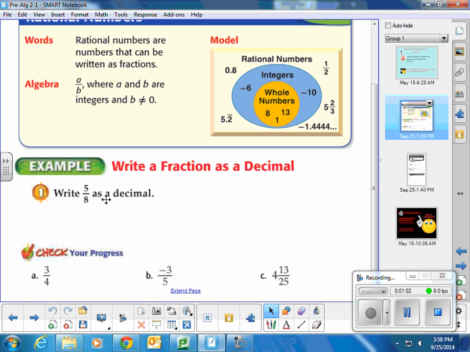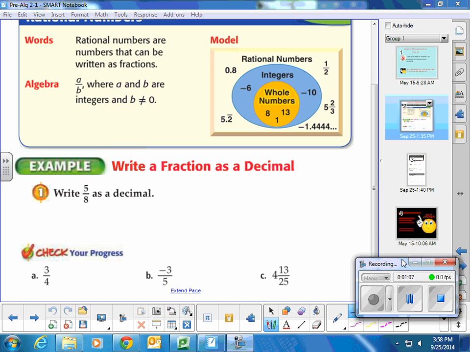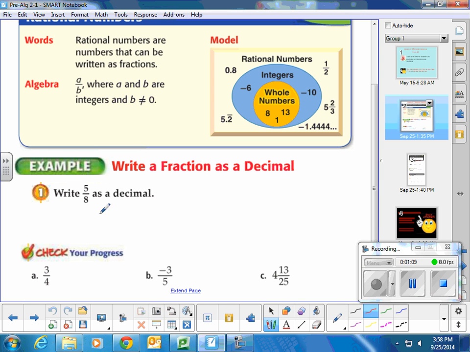5/8 really means 5 divided by 8. The fraction bar really is the same thing as a division sign. So if I wanted to change 5/8 to a decimal, I'm going to do the problem 5 divided by 8. The numerator goes right there, and the denominator goes right there. Now 8 does not go into 5, so we need to add a decimal point after the 5 and a 0, and put the decimal point straight up into the answer.